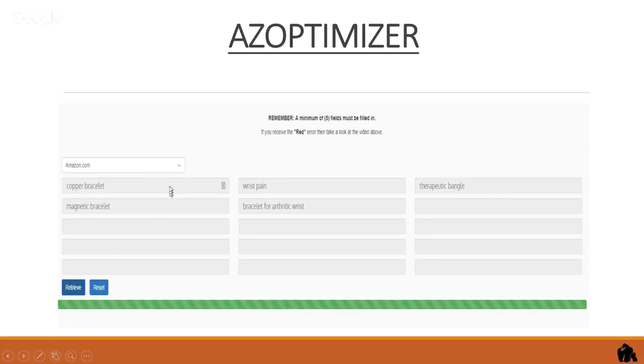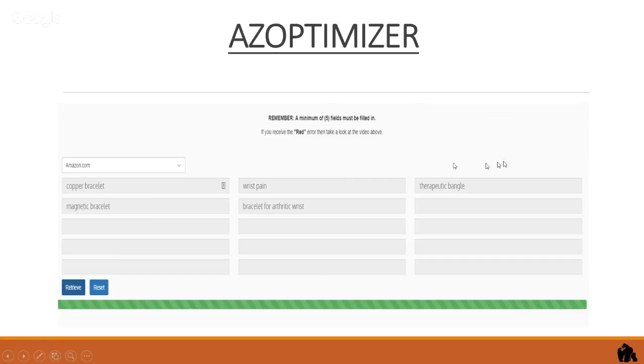Now, what we've got here is a number of different blank fields. We've got 15 potential opportunities to put in keywords, and you must have 5. It says here, as a reminder, a minimum of 5 fields must be filled in. So we've got copper bracelet, 1, wrist pain, 2, therapeutic bangle, 3, magnetic bracelet, 4. And our 5th term that I put in here is bracelet for arthritic wrist. Now, all of these are keywords or search terms.